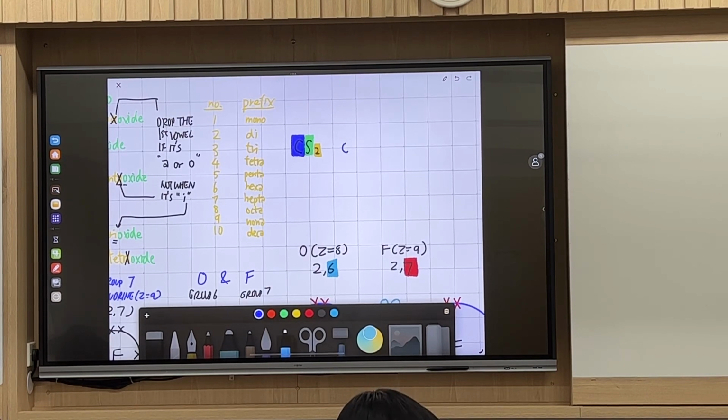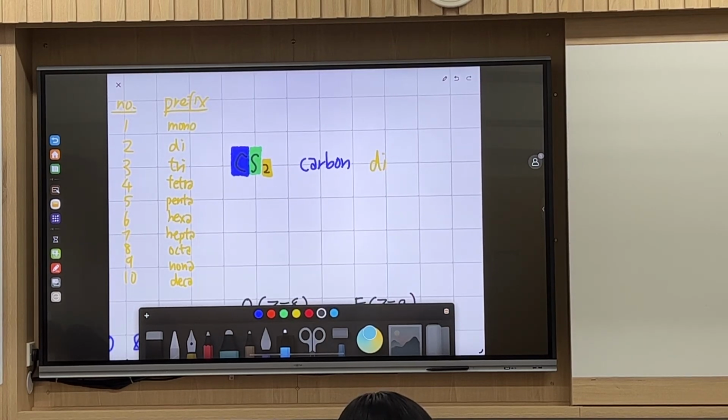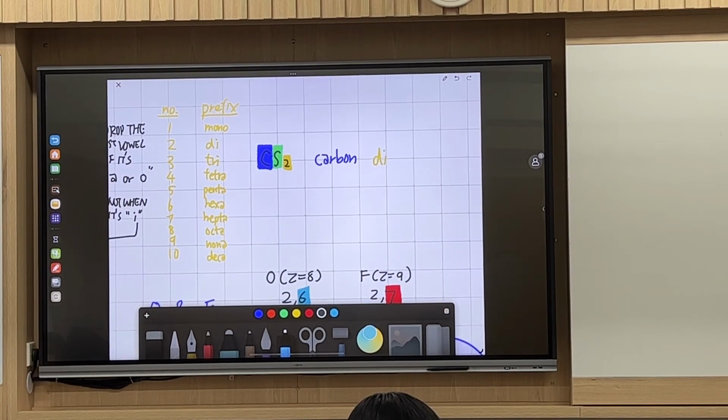Okay, so can you write down carbon di... Yeah, I mean, we're always dropping something only from the previous. Yeah, only from the previous. You don't drop anything from the name part of that compound. Okay, so disulfide. So carbon disulfide.